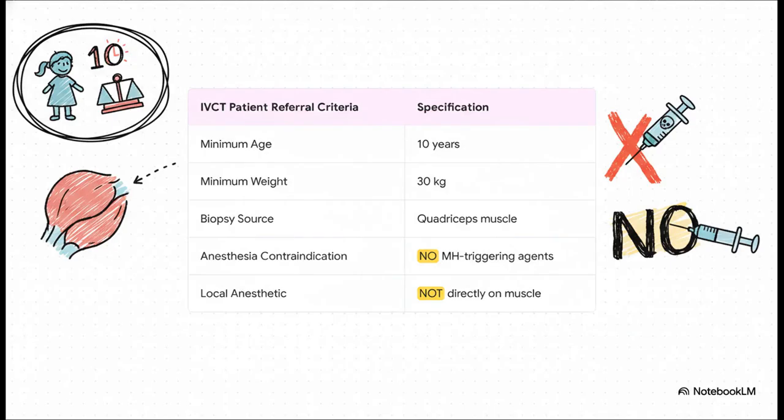Now for practical application. Here are the key parameters for patient referral for IVCT. Note the pediatric limits, a minimum of 10 years and a minimum weight of 30 kilograms. And this is absolutely critical. For the biopsy procedure itself, the use of any MH-triggering agents is completely contraindicated. Furthermore, local anesthetic must not be infiltrated directly into the muscle tissue that's being sampled.